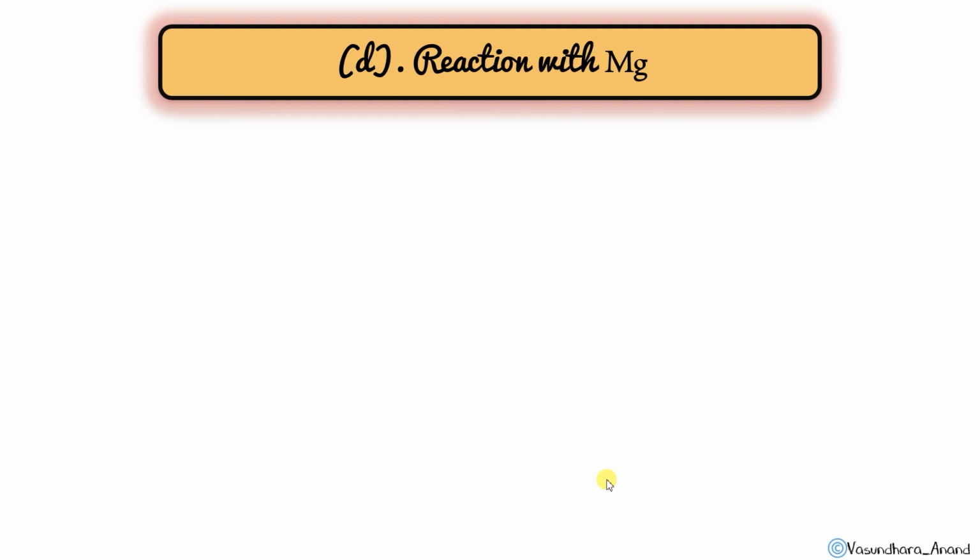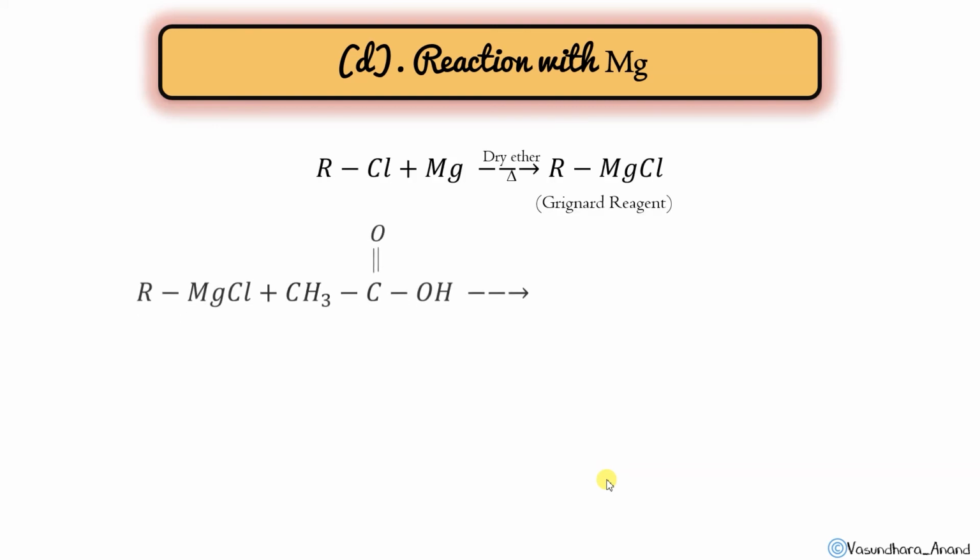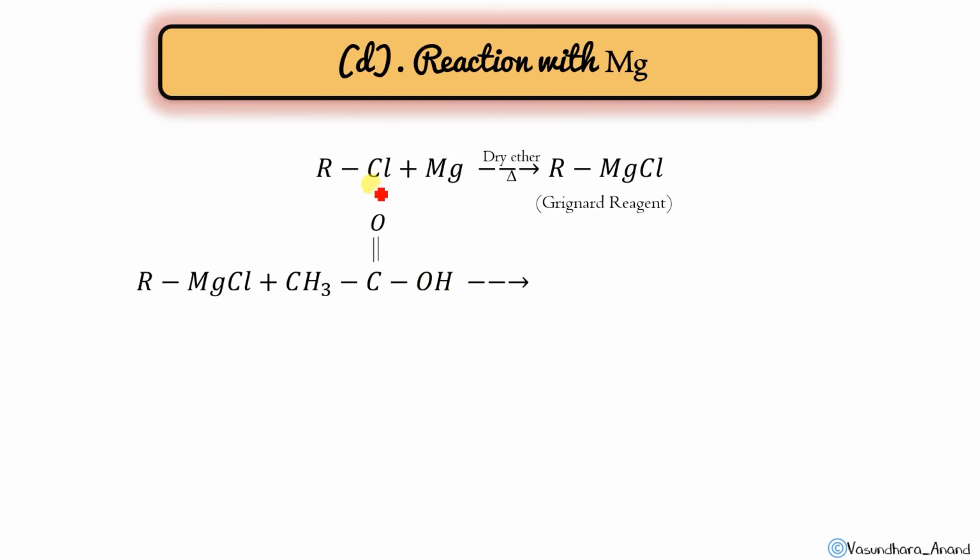Okay, so when this RCl, alkyl halide, reacts with magnesium in the presence of dry ether, it will give you RMgCl, the Grignard reagent. Got it? So this is a very important reagent, and RMgX compounds, whatever they are, that is Grignard reagent, they are used as what? We can say as a reducing agent. Okay, this acts as a reducing agent.